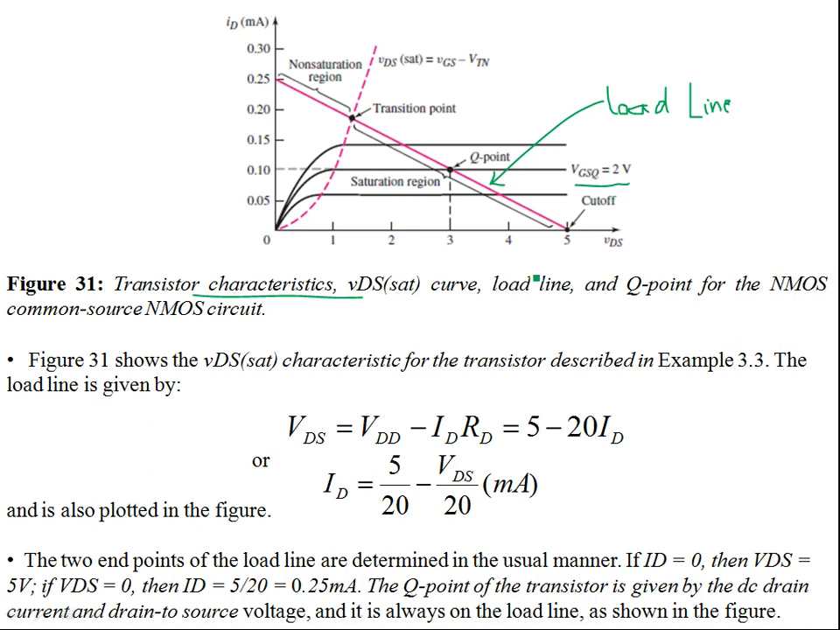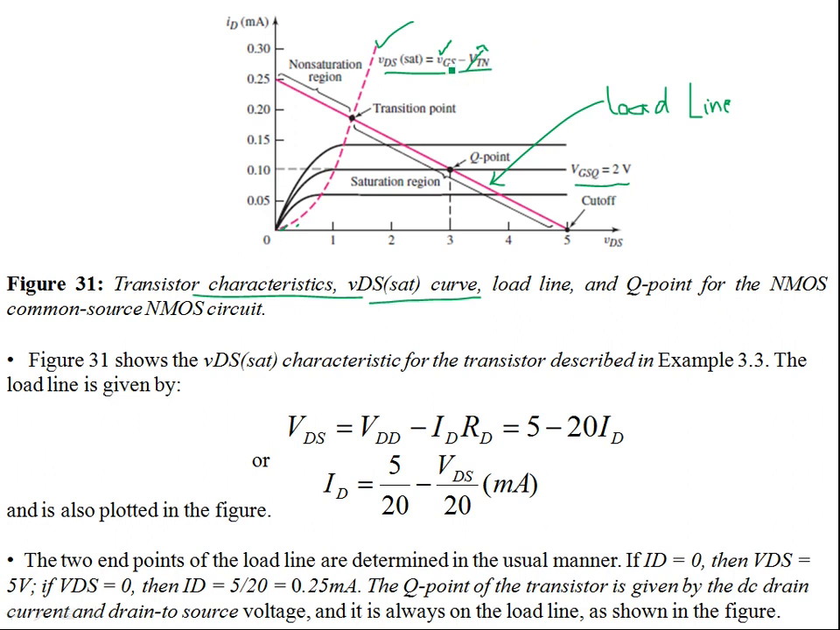So the other is, you have a VDS sat curve, and this is shown by this dotted line over here. Okay, so we are talking about this curve. You see this curve is increasing with respect to VDS. VDN is a constant, okay? That's a function of the MOSFET construction.